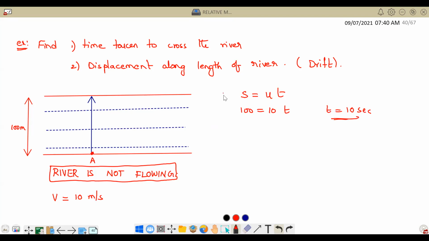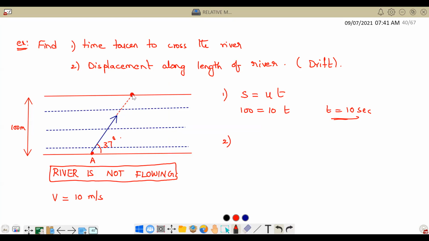But suppose he is not traveling in this direction, he is traveling at an angle like this, at an angle of 37 degrees. Now, where will he reach? Some point here, correct or not? He will reach some point here exactly, because the river is not flowing.